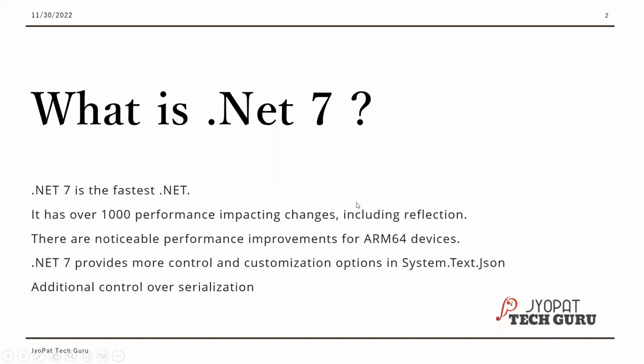So let us start the discussion of .NET 7. So what exactly is .NET 7 all about? First of all, .NET 7 is the fastest in the entire .NET. Whichever packages have been introduced by Microsoft, this is considered one of the fastest ways to execute your projects or your programs. It has over 1,000 performance impacting changes, including reflection.